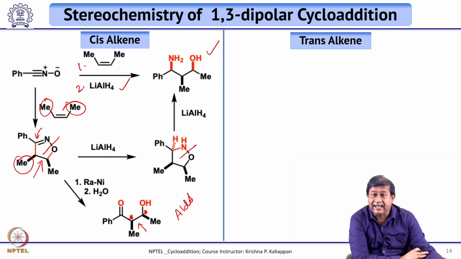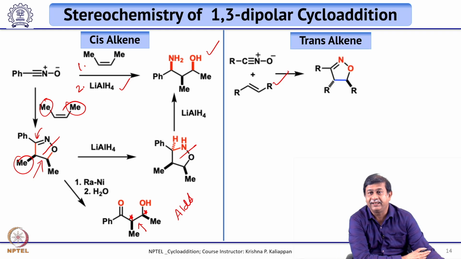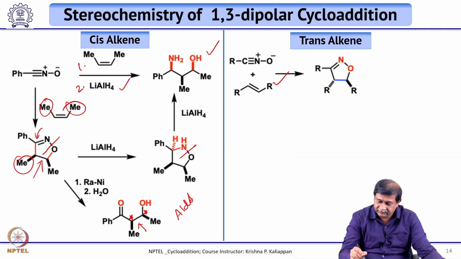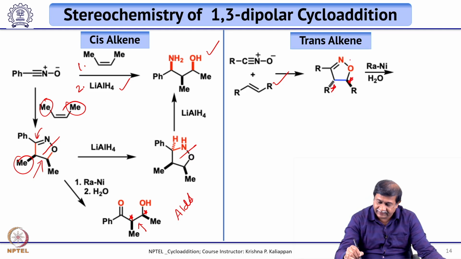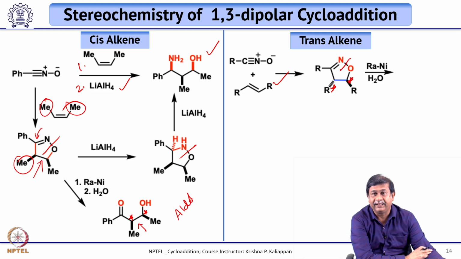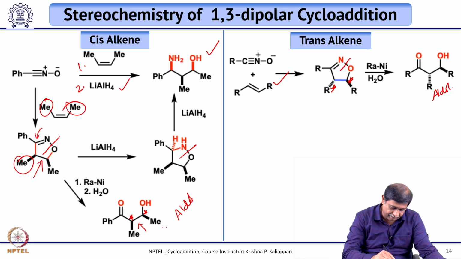And if you use trans alkene, the same way you take nitrile oxide and any trans alkene, and then do the 1,3-dipolar cycloaddition, you can see the 2 new stereocenters where the 2 alkyl groups are, they are trans to each other. Now if you cleave the NO bond followed by hydrolysis, you will get an aldol, which is the anti-aldol.